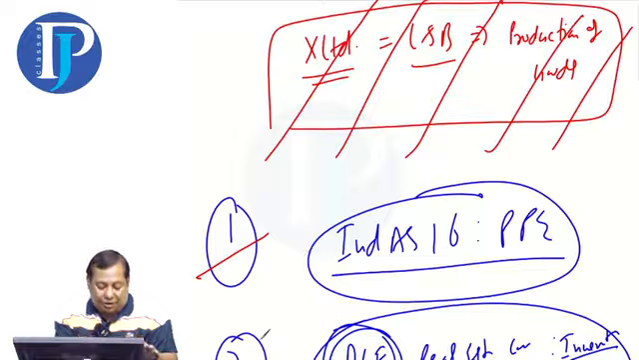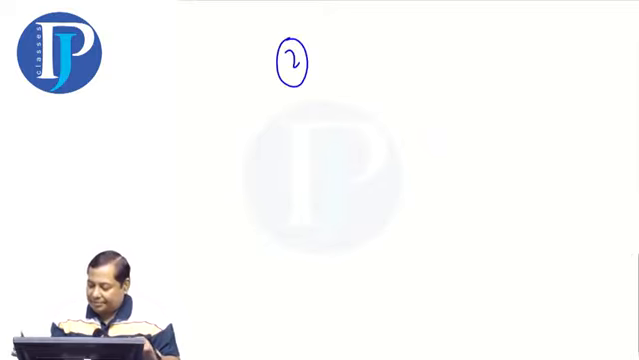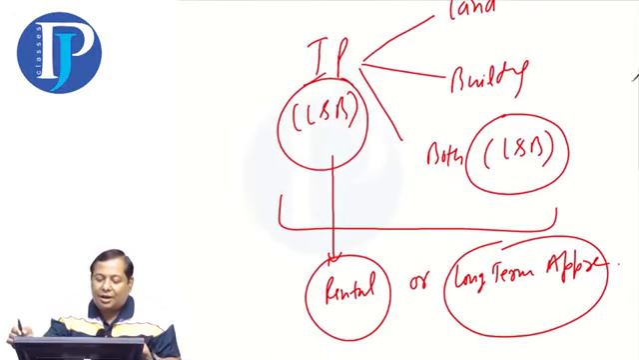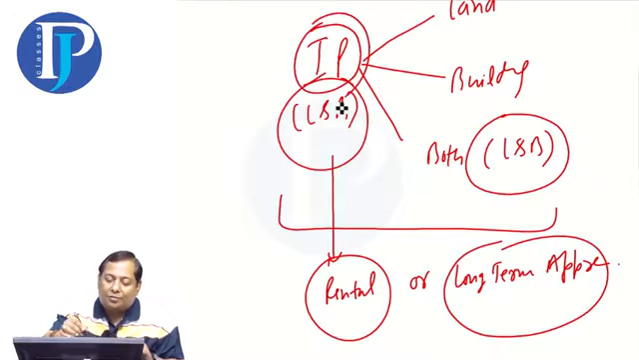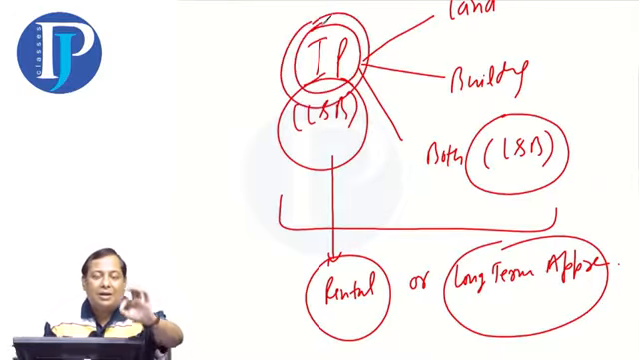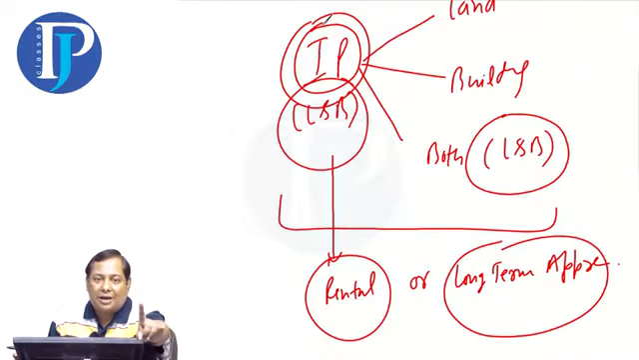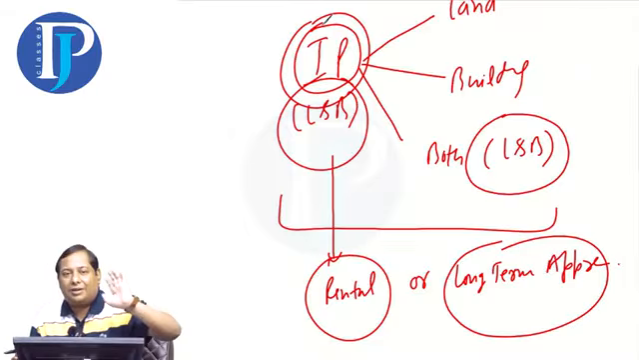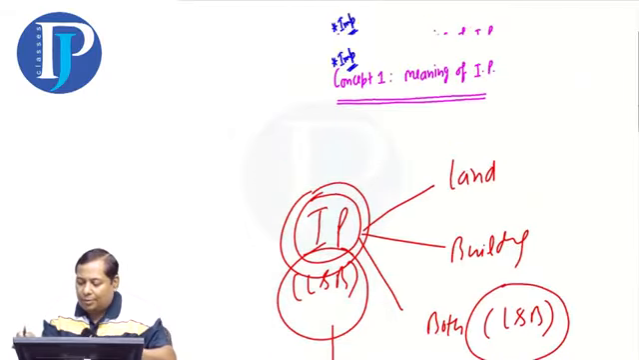Why so? Because I have started with Ind AS 40. So, the land and building whose primary objective is just to generate rent or long-term appreciation. I will explain this to you in the class itself.